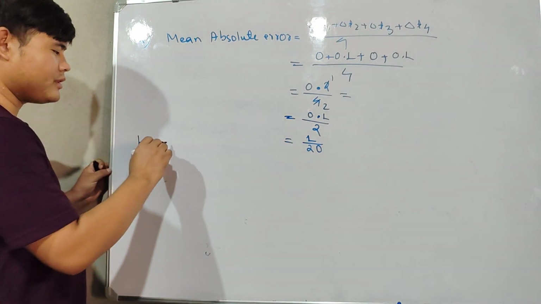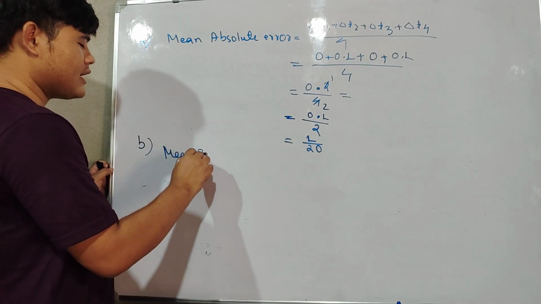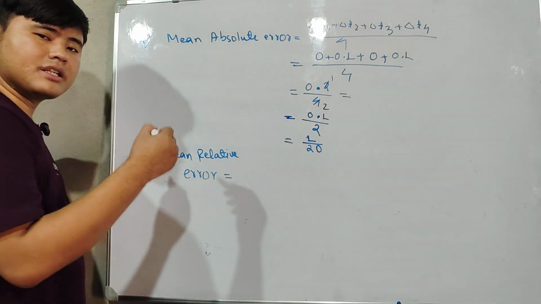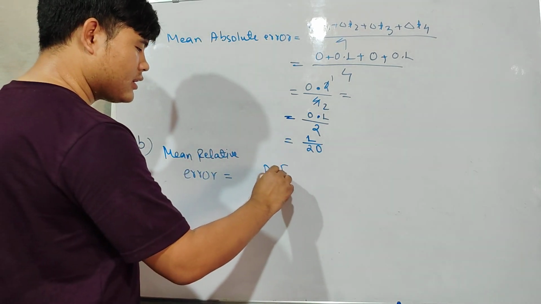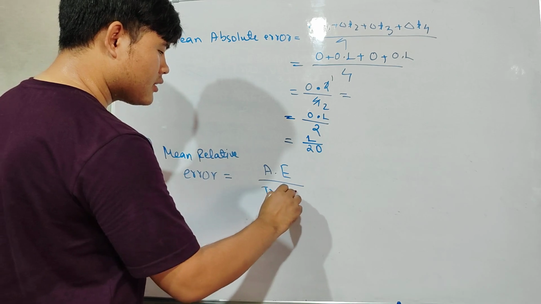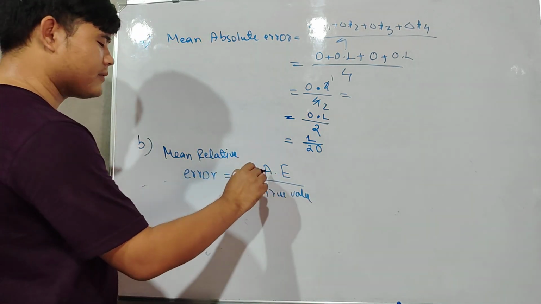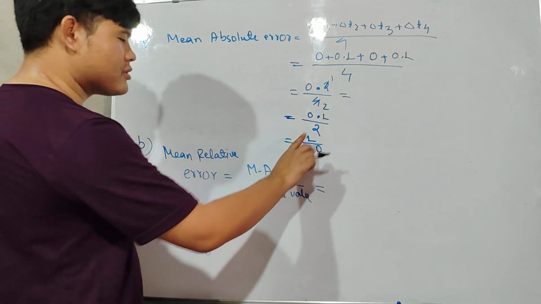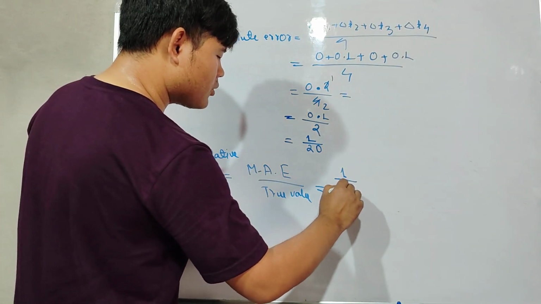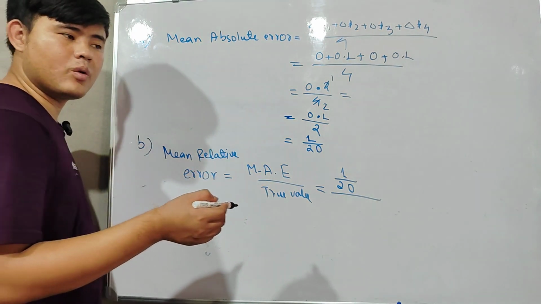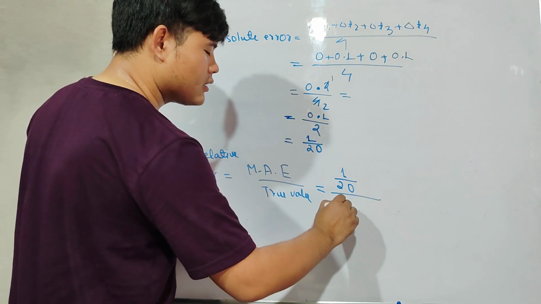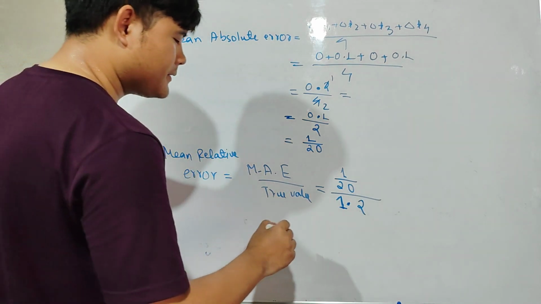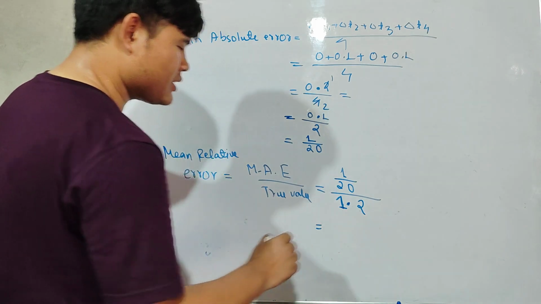Next, number B: we have to find the mean relative error. So what is the formula of relative error? It is the absolute error by the true value. So mean relative error means mean absolute error by true value. The mean absolute error we got is 1 by 20. And the true value was 1.2 seconds, yes.